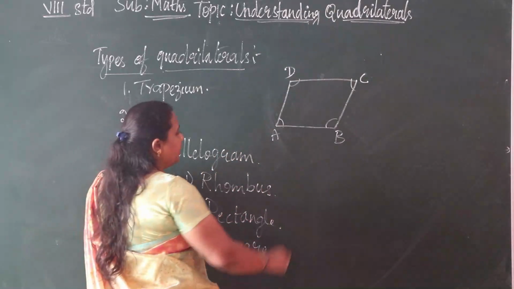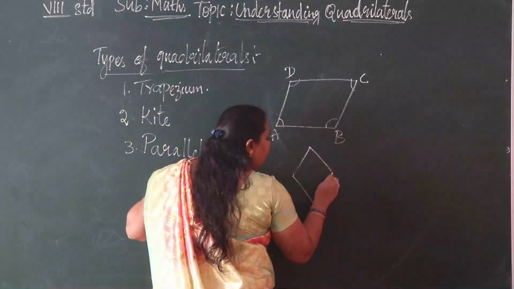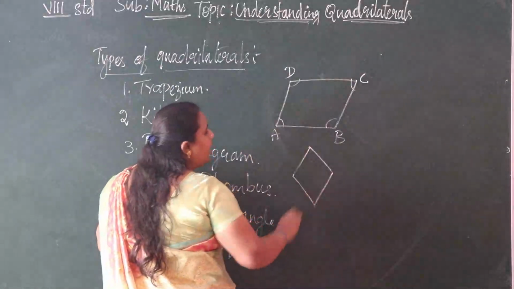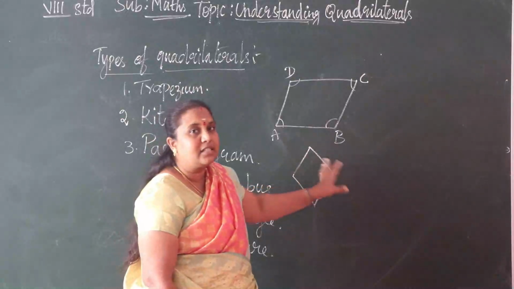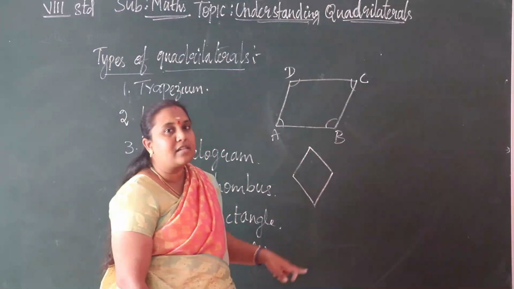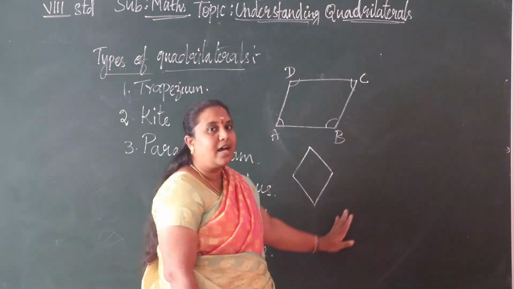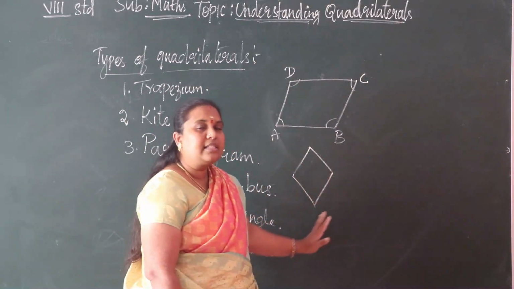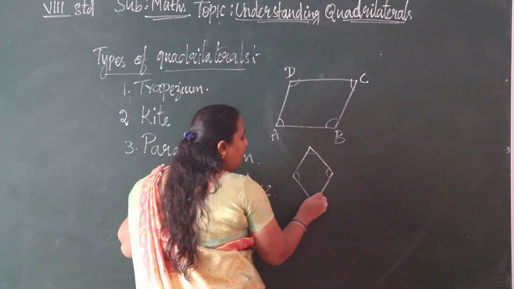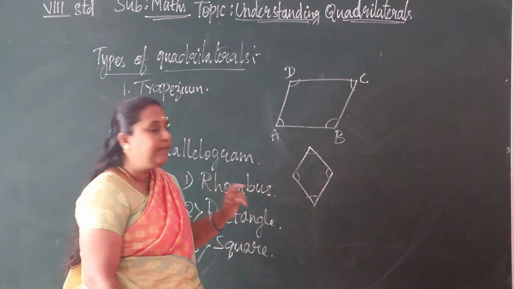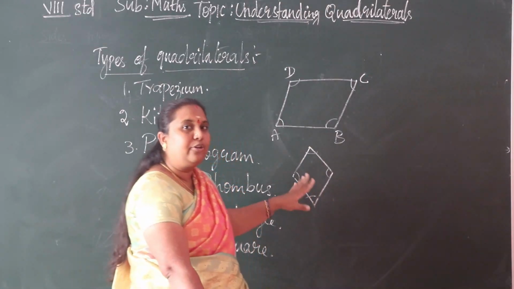Let us see the rhombus. We have a rhombus like this. In a rhombus, all the sides are equal. This is not a kite. A kite has consecutive sides equal, not like this. In a rhombus, all the sides are equal and opposite angles are equal.